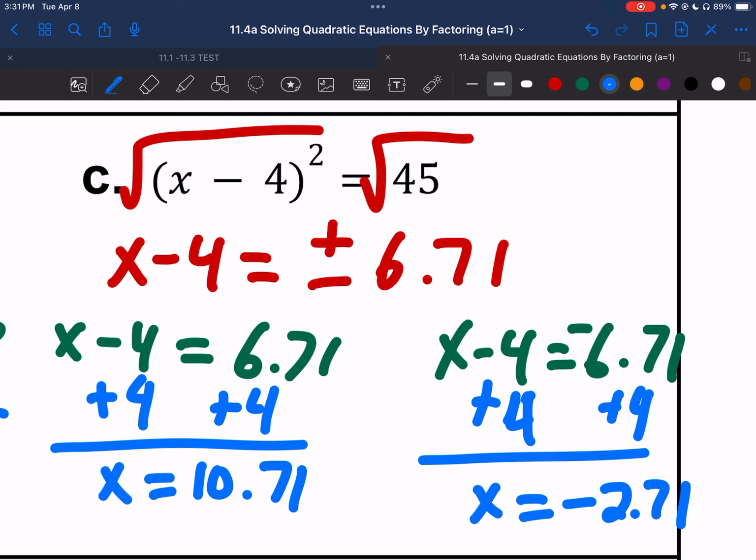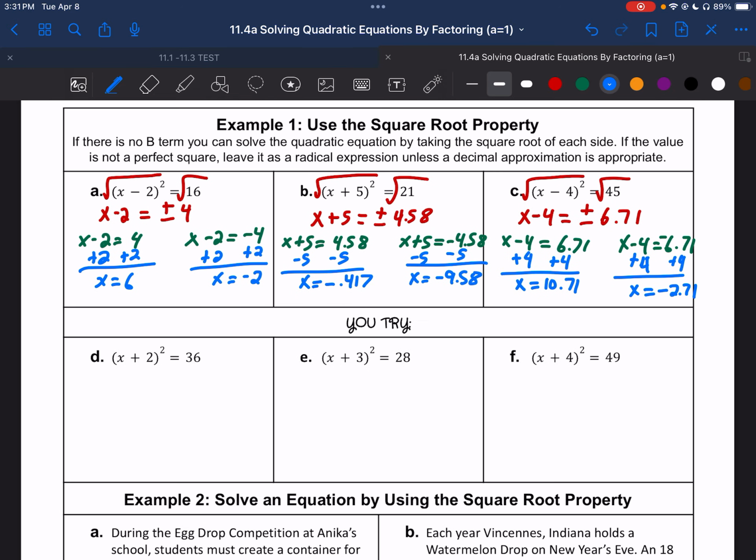All right, so now we have letters D, E, and F. These are you-try problems. Please do those on your own and then come back and check your answers against mine.